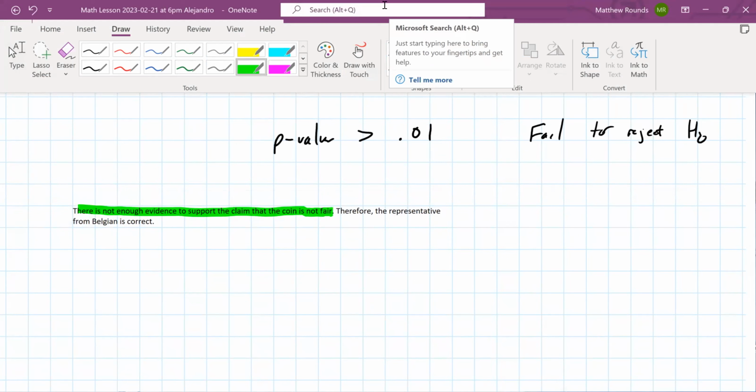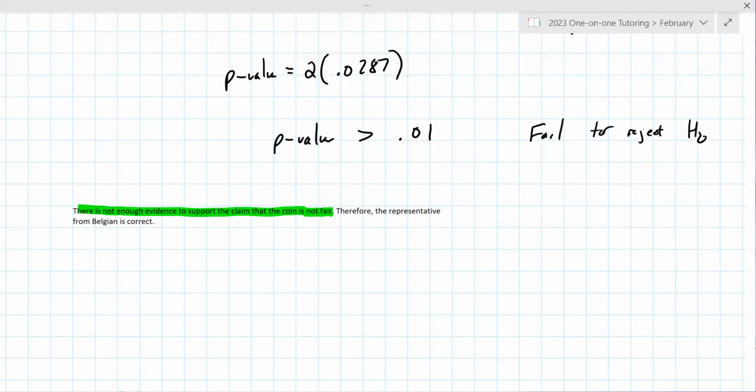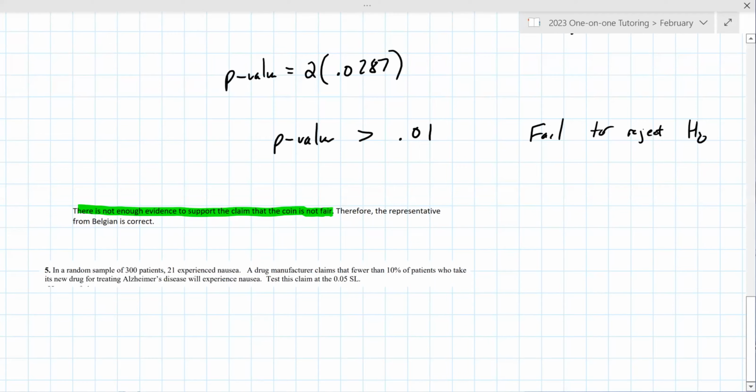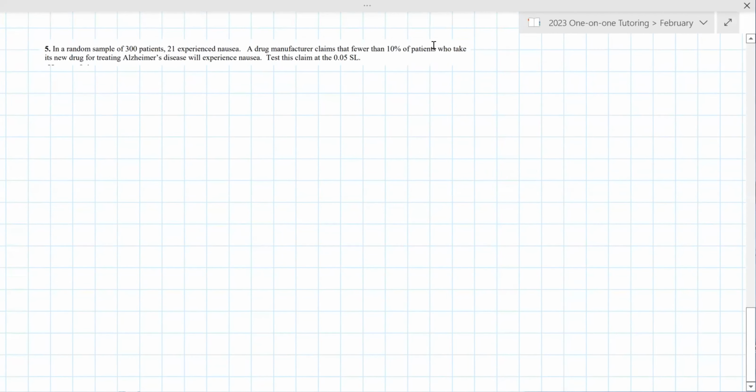Okay, so let's do another problem here. Really, the most important thing is setting up the hypothesis, and then getting the direction of the alternative hypothesis, so that is, is it a right-tail, left-tail, or two-tailed problem?